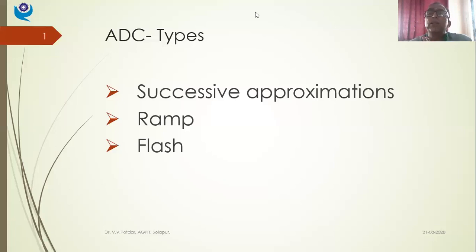So, on the importance of sampling frequency, we saw that the sampling frequency should be at least twice that of the analog signal frequency, right? We call it the Nyquist criterion. Okay.